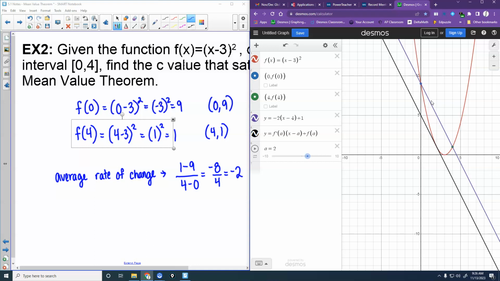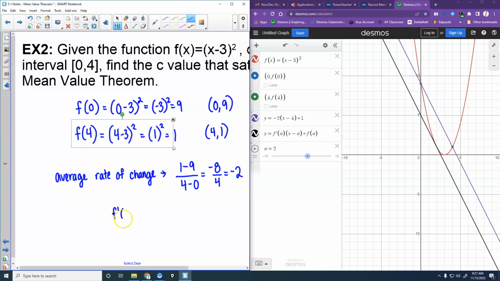I need the point where the slope is -2. And what do I do to find the slope? Yeah, we'll do -2 equals, not (x - 3) squared, because that's the equation of the function. I need it to equal the derivative for this. So I would find the derivative.